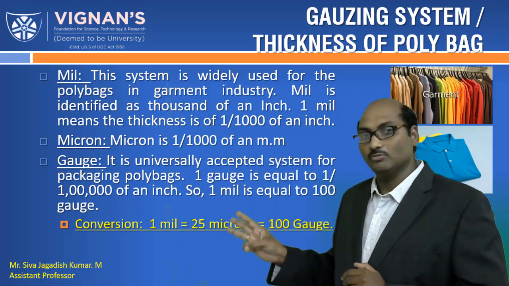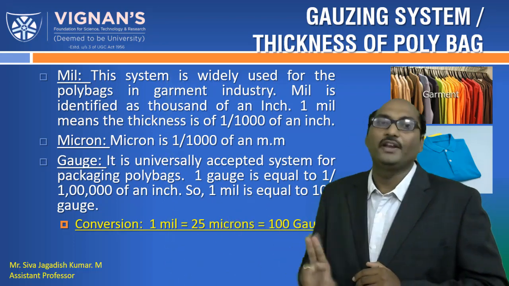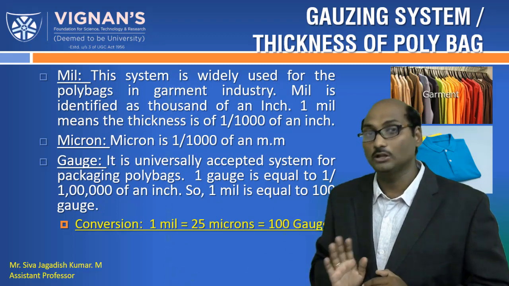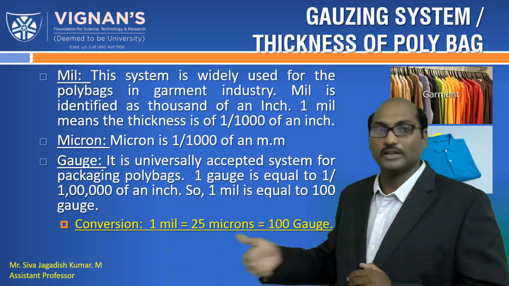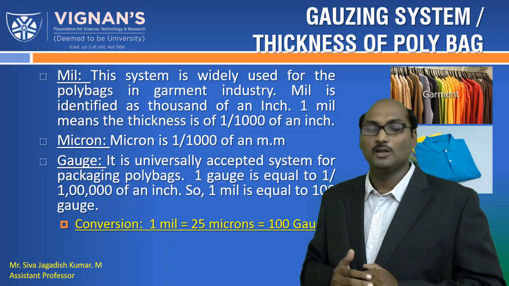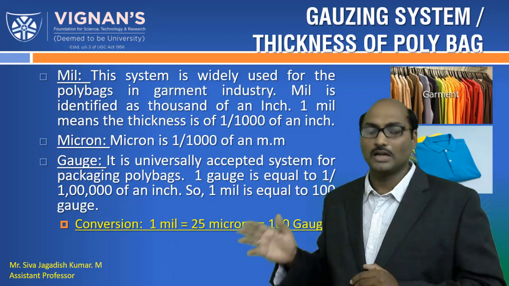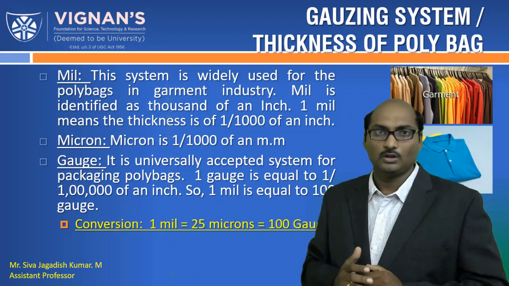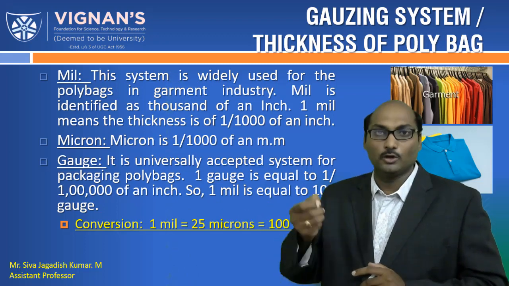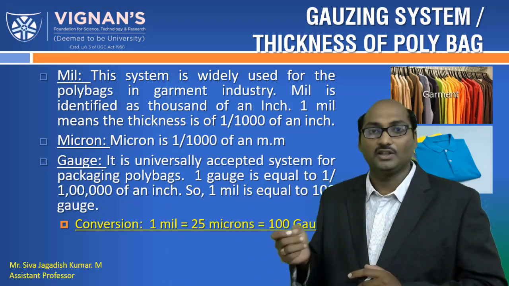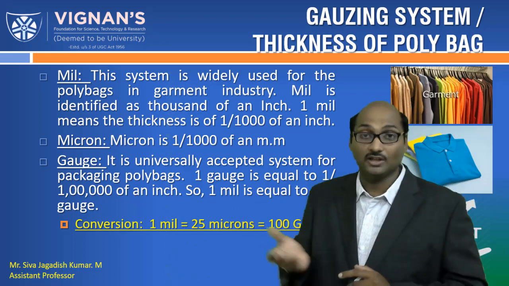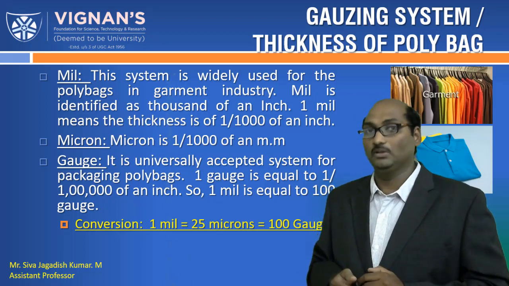So if you see all these 3 systems, the conversion is 1 mil equal to 25 microns, which is also equivalent to 100 gauge. In the earlier slides we discussed 3 mil, that means a minimum of 300 gauge it should be. Any poly bag made for garments generally is 125 and above. For keeping folders and all, you can see 60, 90, that means 60 gauge, 90 gauge, 120 gauge, 150 gauge like that. In folders you might have seen, right? That is the gauge system.